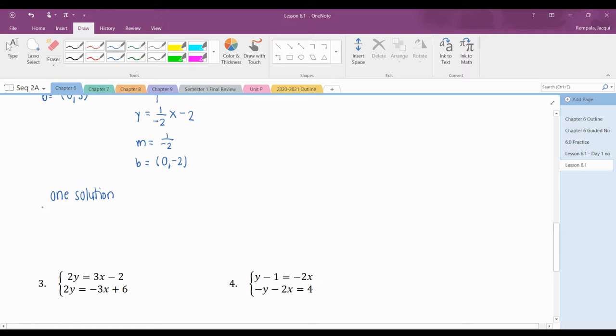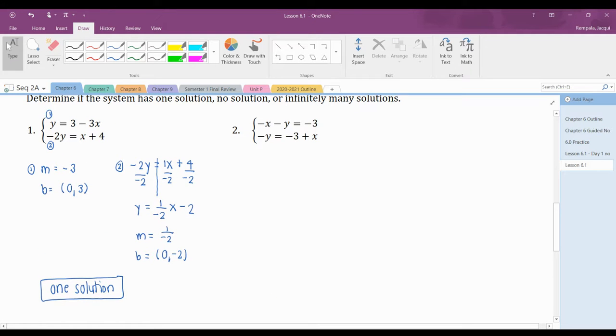All right, and that would be my answer for today. Like I said, we're not actually going to graph them and determine that solution quite yet. We're just going to compare those two equations to determine how many solutions. Let's take a look at the next one.